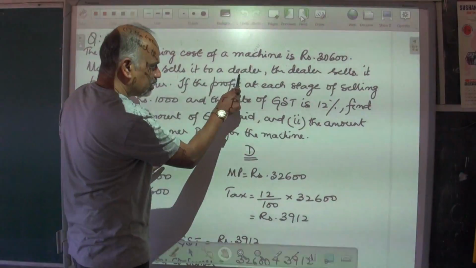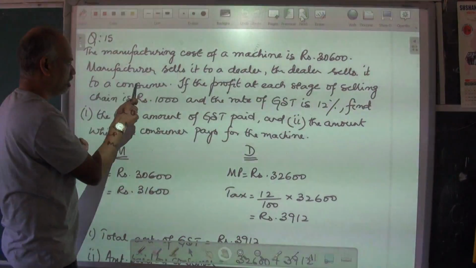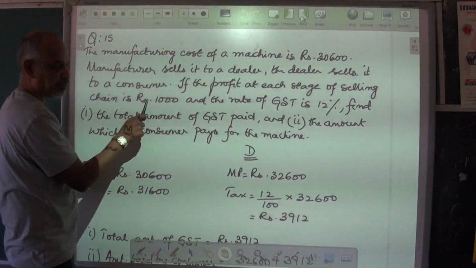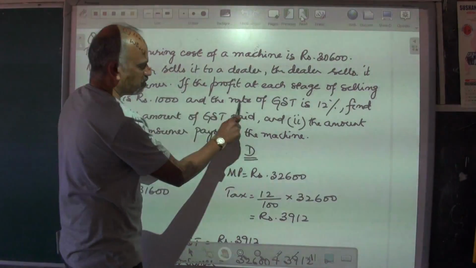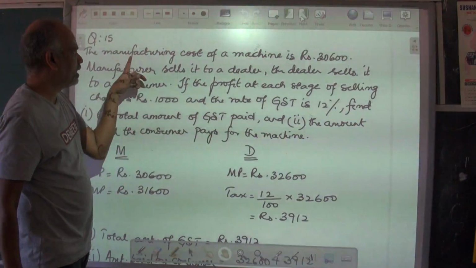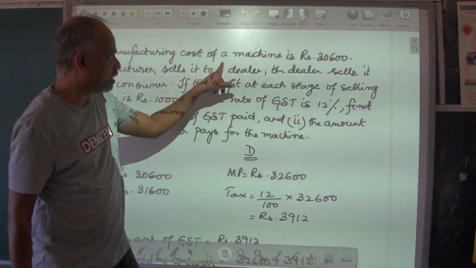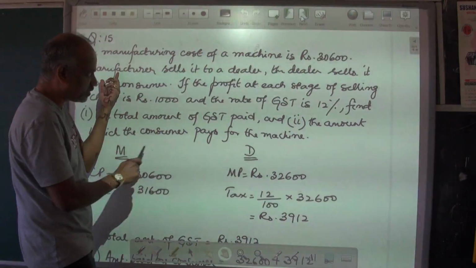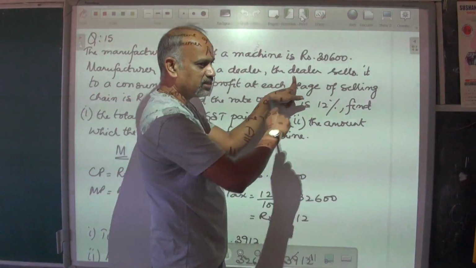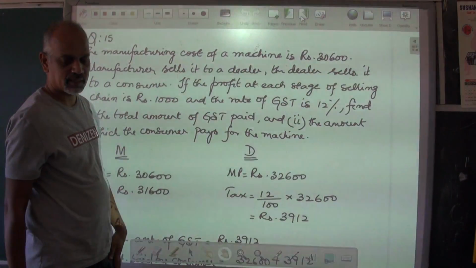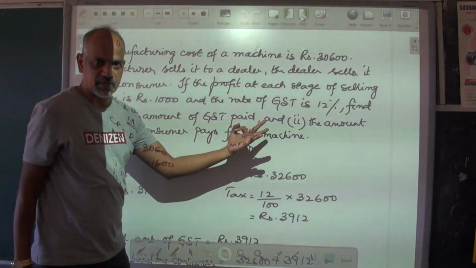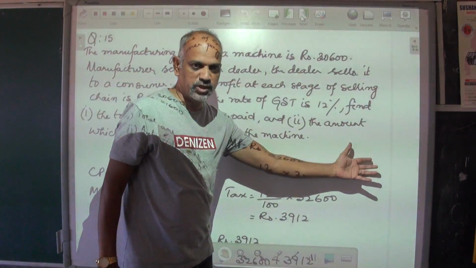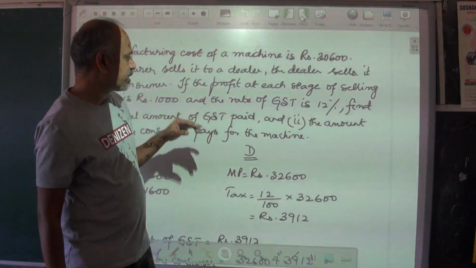Manufacturer sells it to a dealer, the dealer sells it to a consumer. If the profit at each stage of selling is rupees 1,000 and the rate of GST is 12%. See, when the manufacturer made it, he made it for 30,600. And it says the manufacturer sells it to the dealer and the dealer sells it finally to the consumer. Okay. So, there are actually three people involved: manufacturer, dealer, consumer. You don't have to show any calculation for the consumer. Consumer's calculation is this.